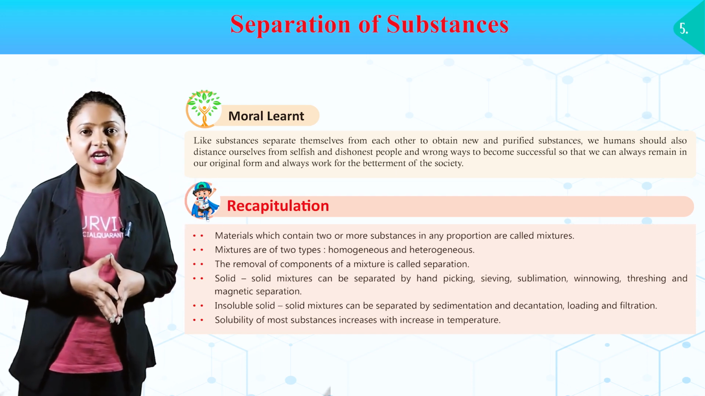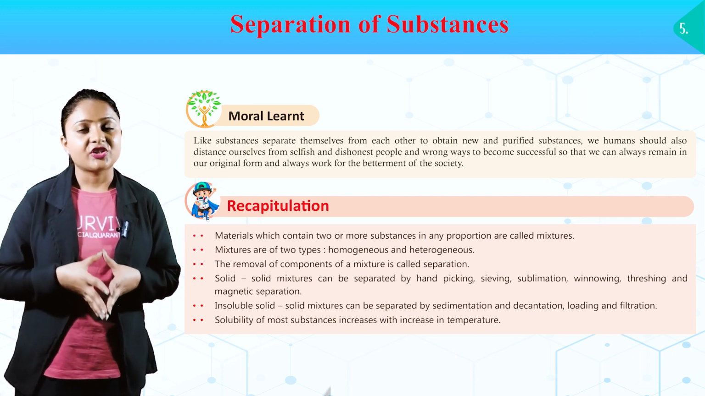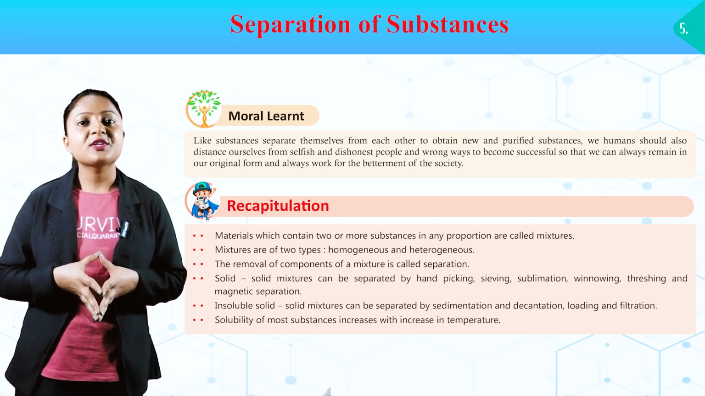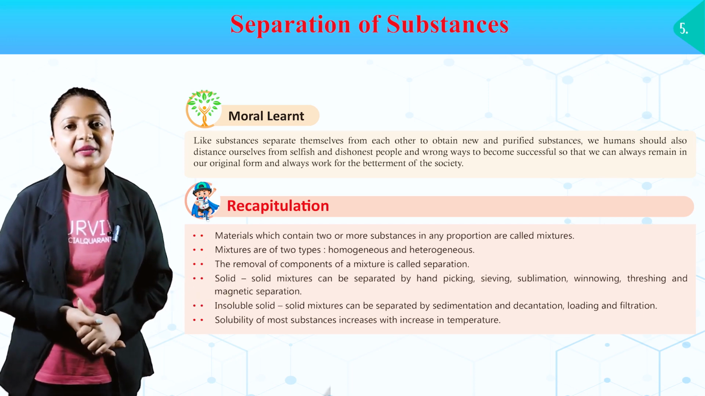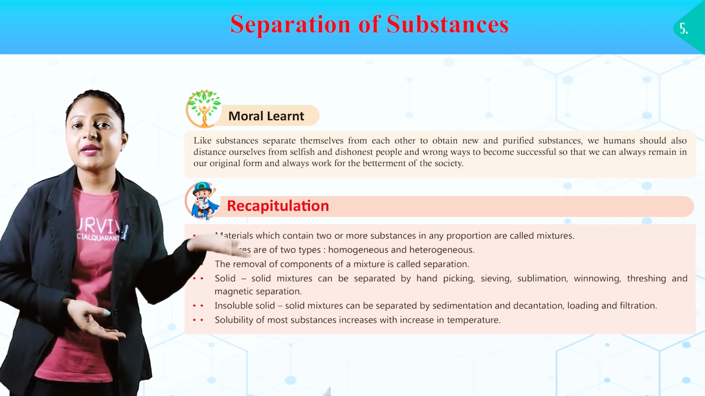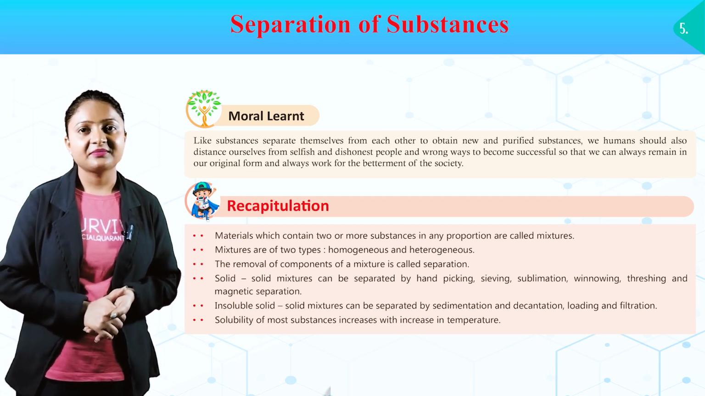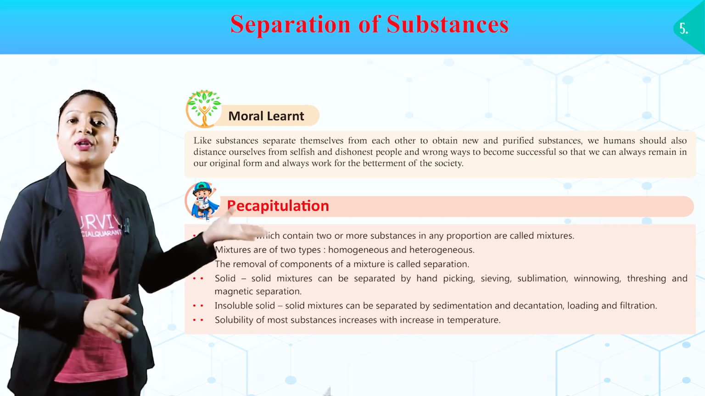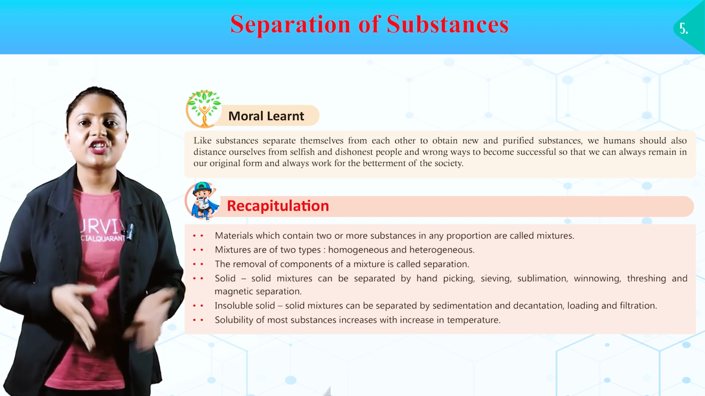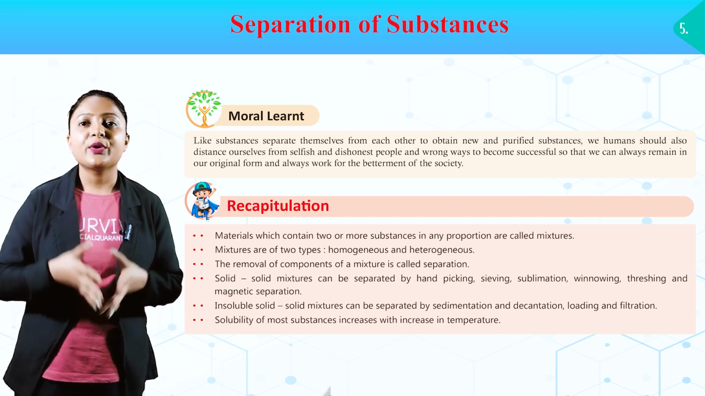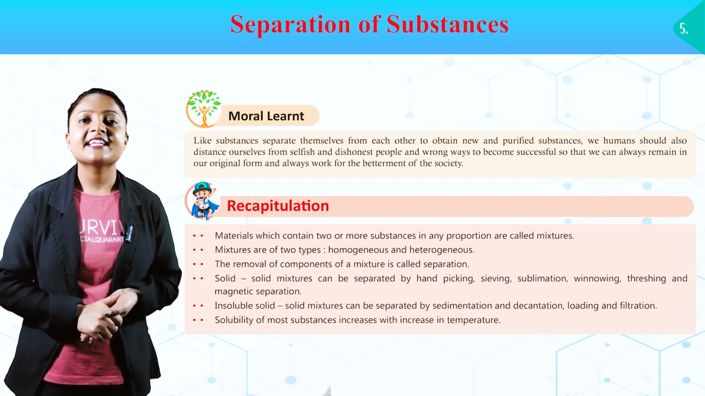Recapitulation. Materials which contain two or more substances in any proportion are called mixtures. Mixtures are of two types, homogeneous and heterogeneous. The removal of components of a mixture is called separation. Solid mixtures can be separated by hand picking, sublimation, winnowing, threshing, and magnetic separation. Insoluble solid mixtures can be separated by sedimentation and decantation, loading, and filtration. Solubility of most substances increases with an increase in temperature.